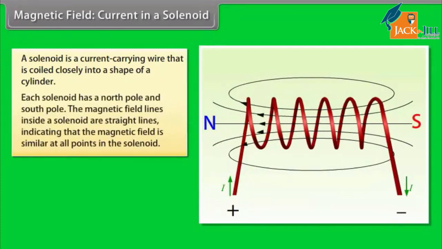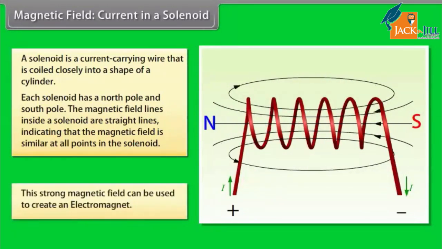Each solenoid has a north pole and south pole. The magnetic field lines inside a solenoid are straight lines and indicate that the magnetic field is similar at all points in the solenoid. This strong magnetic field in the solenoid can be used to magnetize magnetic materials. This type of magnet is called an electromagnet.